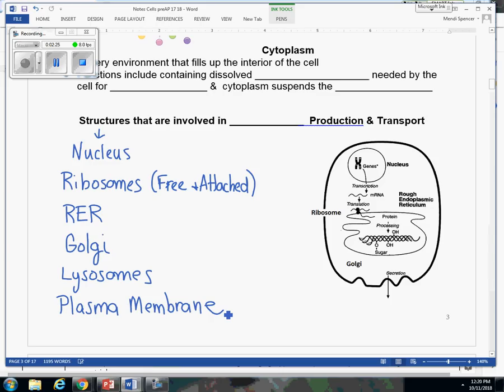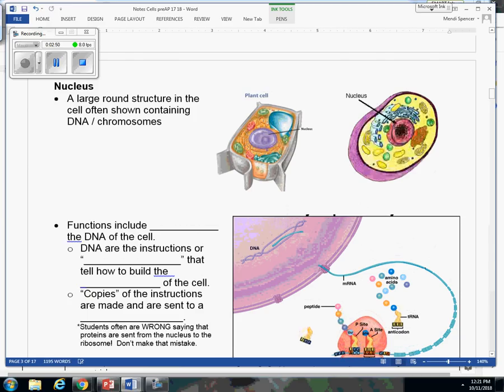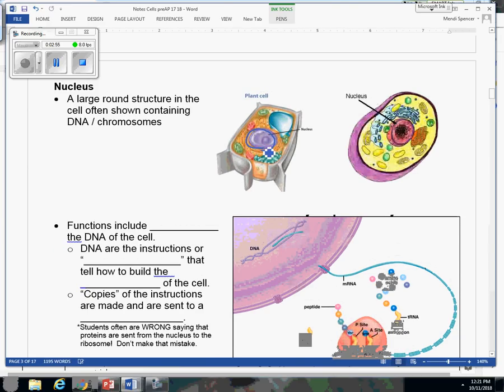Now, the reason why I've grouped these together is because we're going to see how these interact to produce and transport proteins around the cell. And that's what this image is kind of showing you here, that we're going to talk about the nucleus and how it relates to ribosomes and the RER and the Golgi and the cell membrane, and we'll even talk about some lysosomes. So starting with the nucleus. Remember that the nucleus is going to be a large center structure in eukaryotic cells.